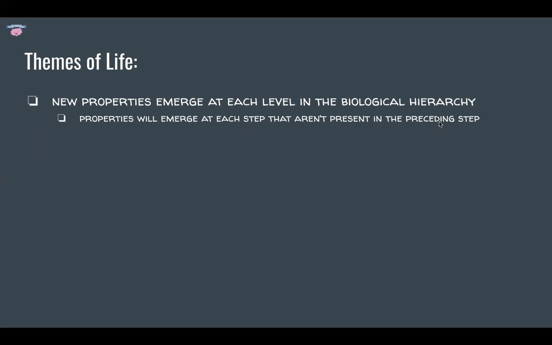For example, an organism can move and reproduce, but an organ, the preceding step, cannot. Here we're talking about the smallest level as the first step and the largest as the last step. That is not how it looked in the biological hierarchy I showed you, but you start from the smaller and get to the larger.